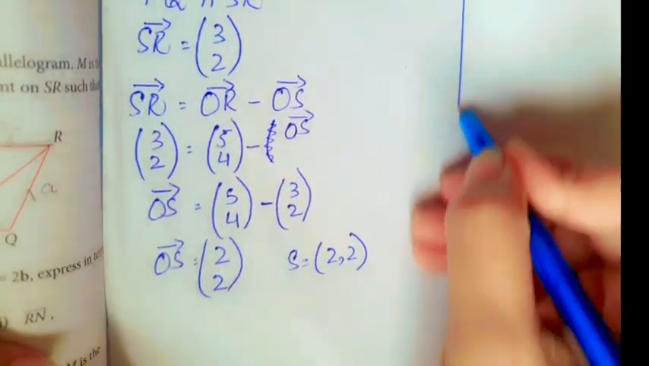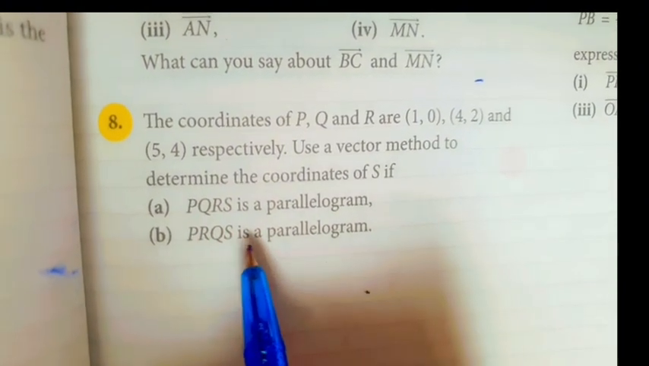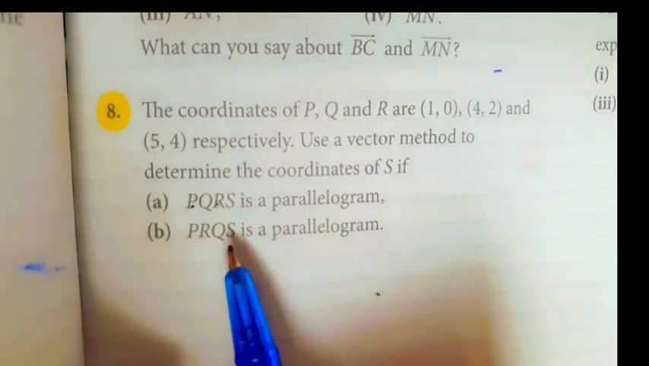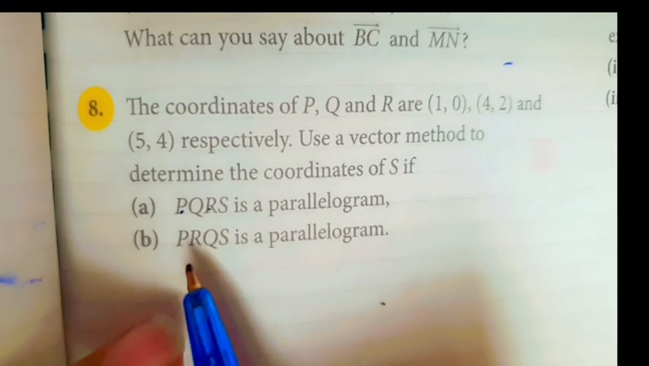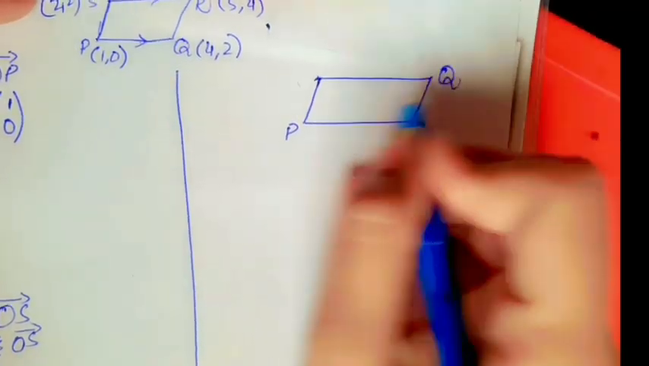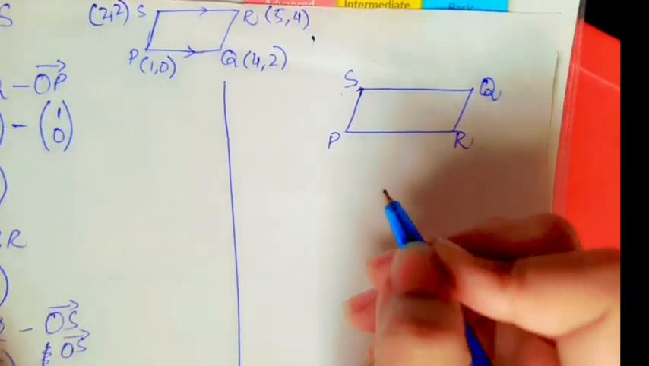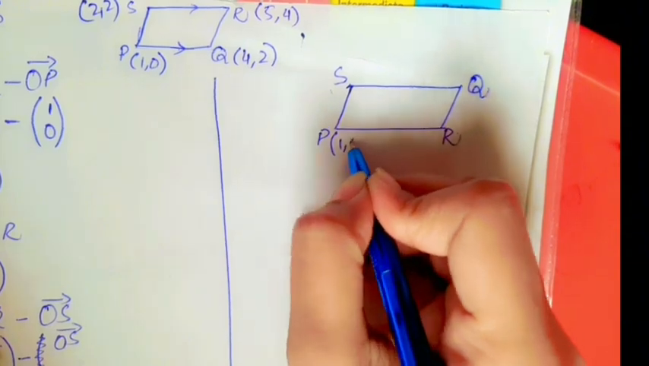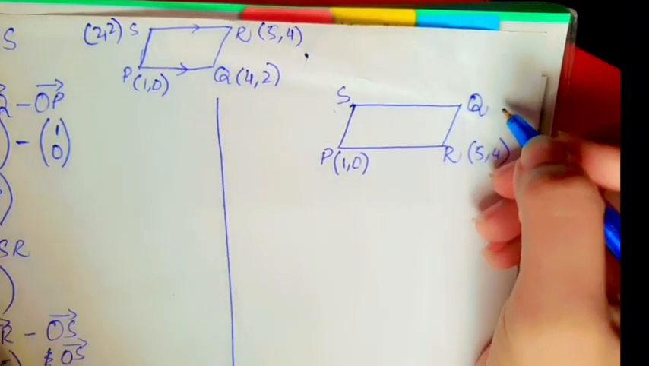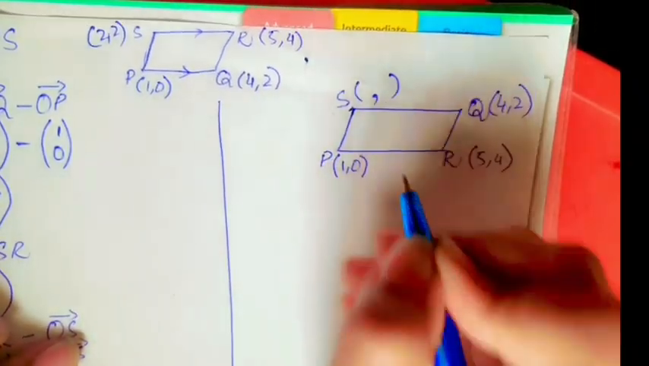Now in part B, what is given over here? Now see very carefully. In part B, they are asking PRQS is a parallelogram. Last time it was PQRS. Now the alphabets are shifting. Here PRQS is over here. So see how we have to make the parallelogram. P, R, Q and S. The coordinates of P are (1,0). Coordinates of R are (5,4). Coordinates of Q are (4,2), and we have to find out the coordinates of S. We don't know right now.